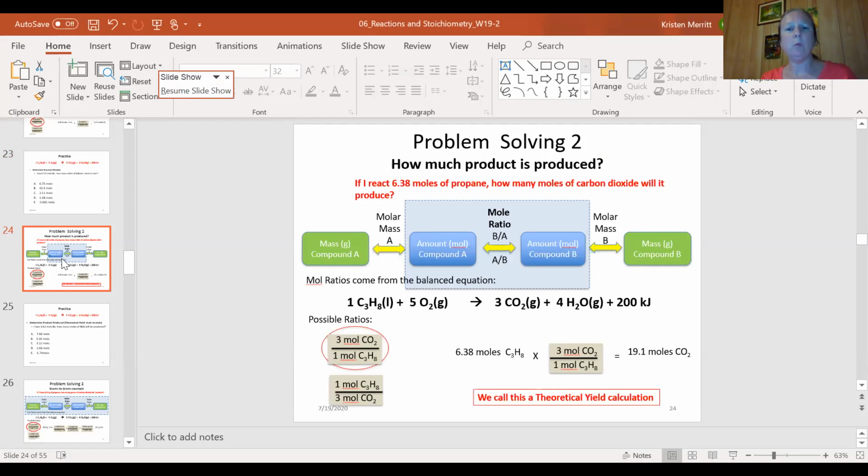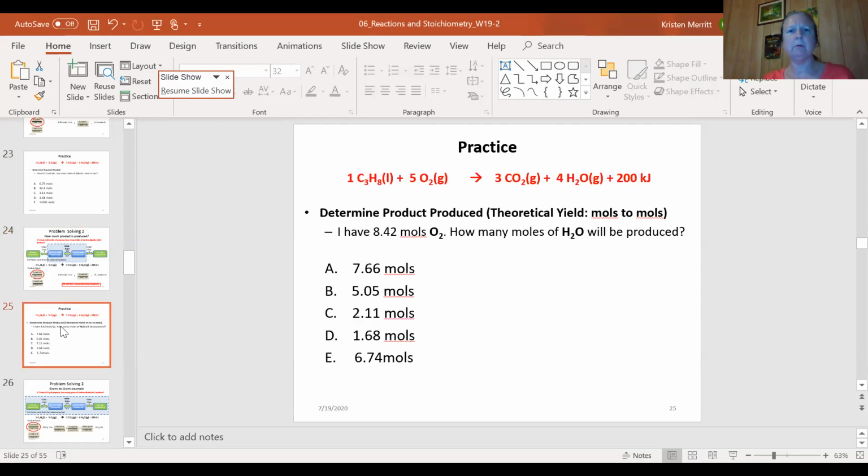Okay, so I worked this problem out, I think. So we'll do this one. This is asking how many moles of water will be produced. That's a product. And we are still with the same 8.42 moles of oxygen. So this is an extension of the first question.